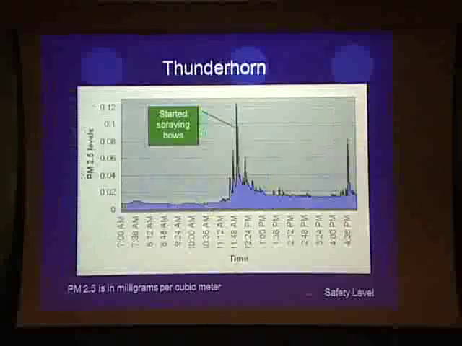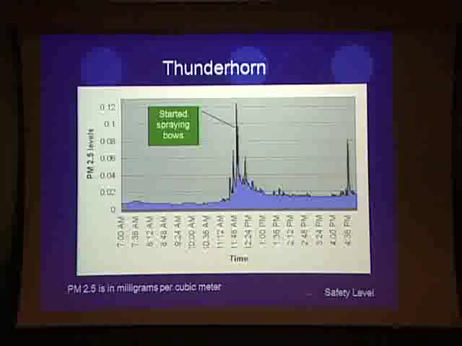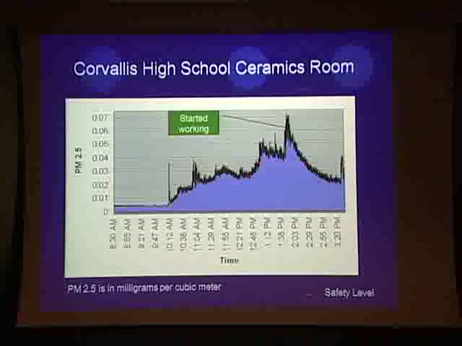This is Thunderhorn. There is one spike where they start spraying the bows, and it goes down and stays below the safety level. Okay, there is the first part where they're underneath the line; that was when they had just normal day art classes. And the big spikes are when they actually started ceramics. And the biggest spike is when they are transitioning between classes and cleaning up.